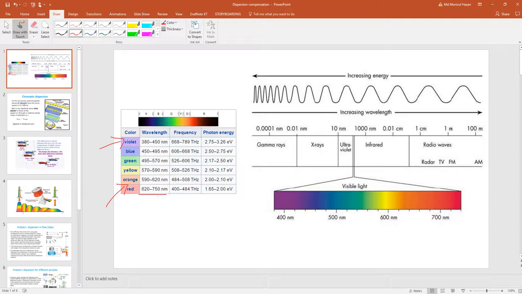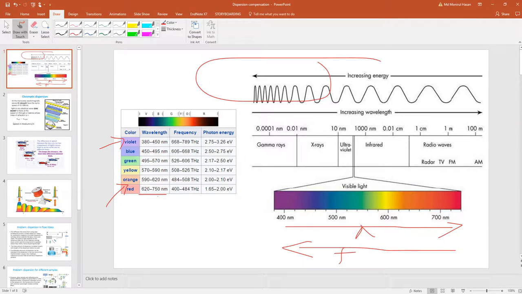One thing you can see is that as the wavelength increases, the frequency decreases. If lambda increases, then the frequency of the light decreases, and we can see that energy increases the other way. We don't need to think about the energy, but it's good to know. Anyway, where is the dispersion coming from?